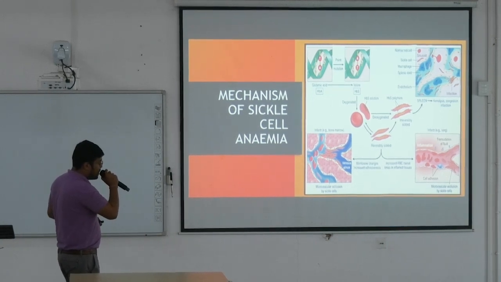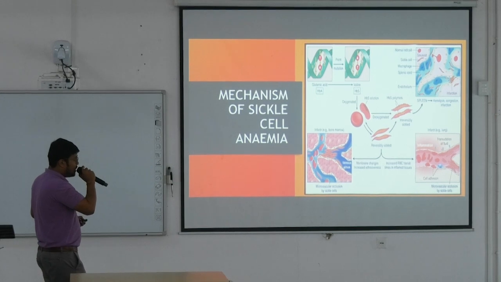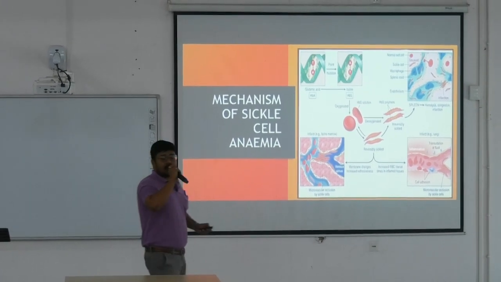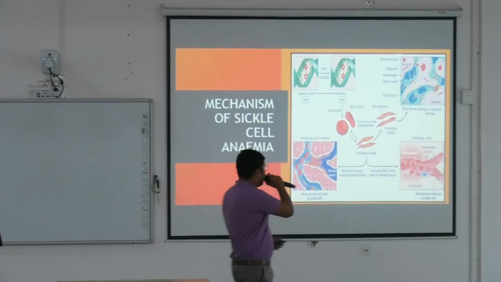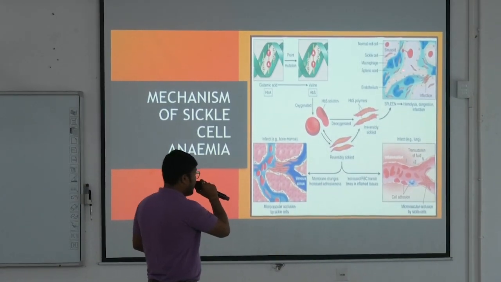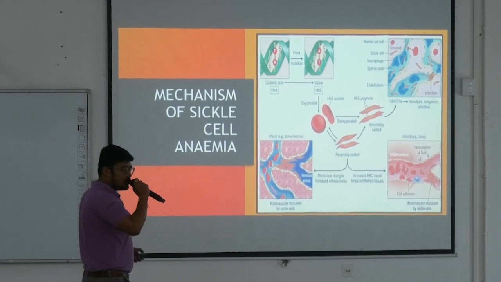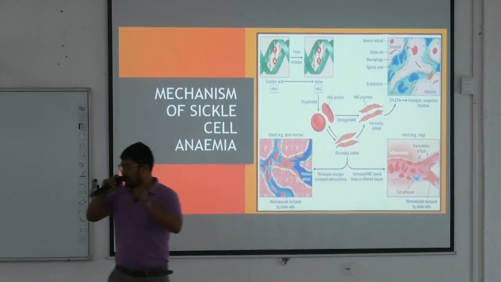cell adhesion, more stickiness, microvascular occlusion by the sickle cells, or the cells are being destroyed by the spleen, by the splenic sinusoids. Okay, so in sickle cell anemia, the main defect is with hemoglobin S. This is a structurally defective hemoglobin.